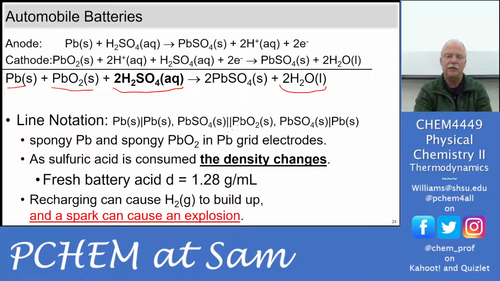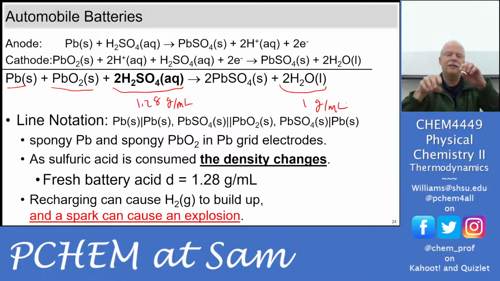and so here's the line notation for that cell. But this is a density of 1.28 grams per mL. And water is 1 gram per mL. In the old days, we had to test our battery solutions to see how charged the battery was. And if you tested the density of it and it was 1 gram per mL, it was a dead battery. There's no battery acid in there. And so you charge it up and then you test it again. And if the density is up closer to 1.28, then the battery's charged.